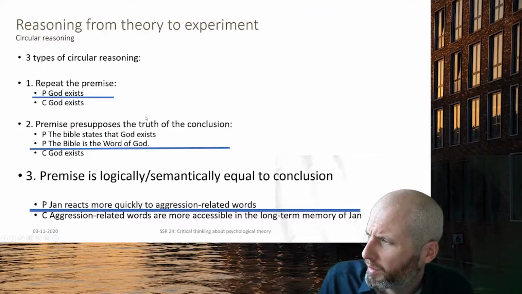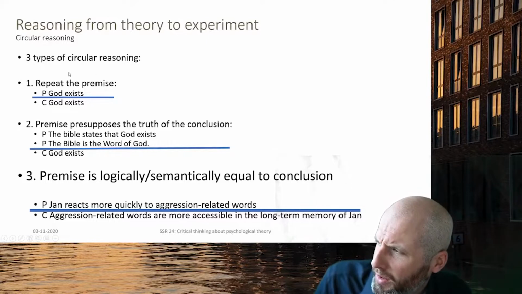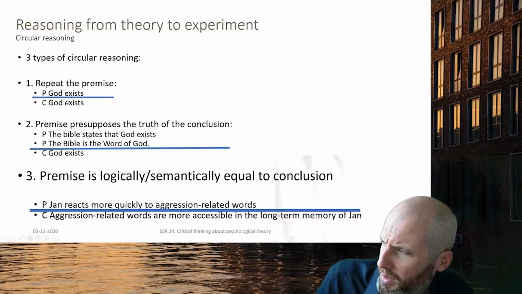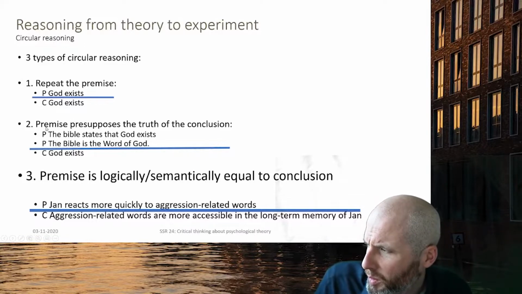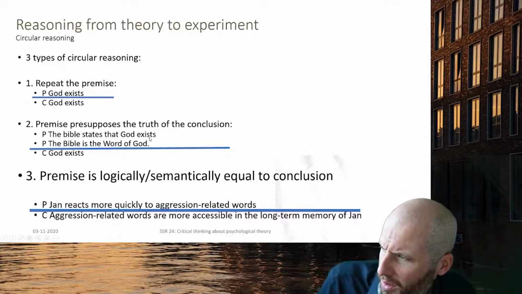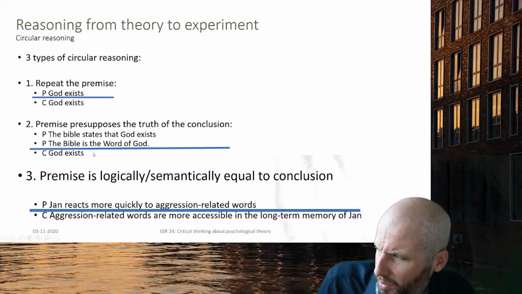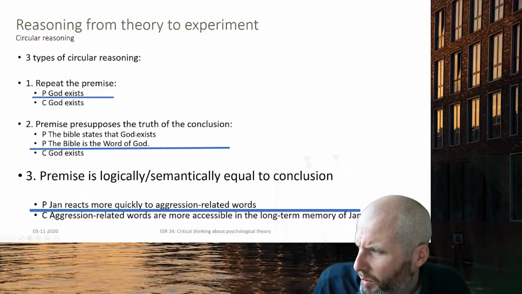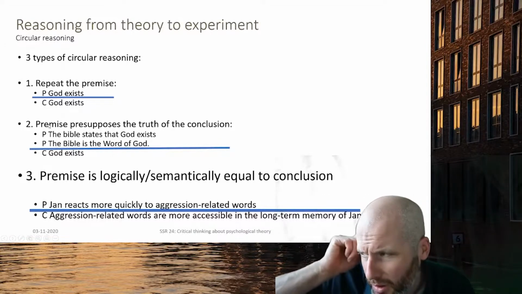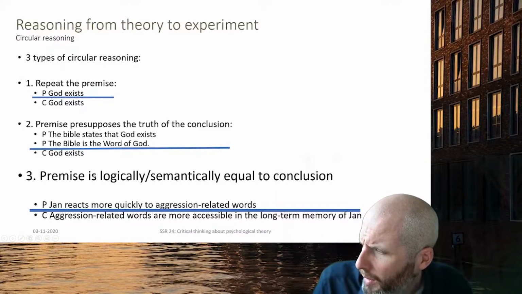We talked about 3 different ways in which you can talk about circularity in argumentation. One is in which you literally repeat the premise: God exists, therefore God exists. The other is that you presuppose the truth of the conclusion in the premises. The Bible states that God exists, the Bible is the word of God, therefore God exists, right? So you already have to assume that there is something that can be called a God, which has a word, for the premises to hold.